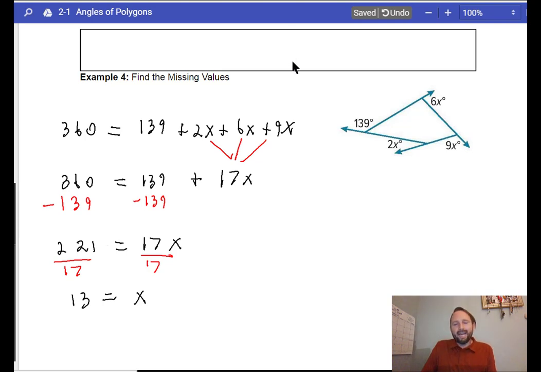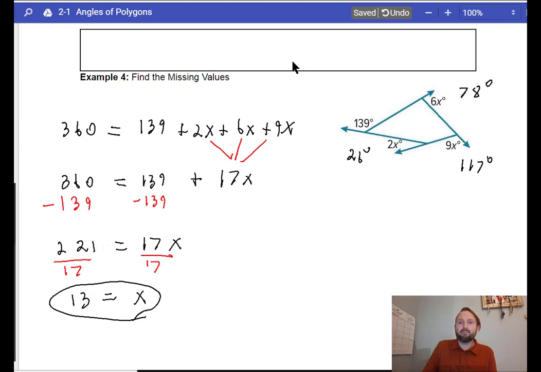Now, I could go back and figure out what each one is. So I know this is equal to 26, but I found my missing value. It's 13. But I can go back and say, all right, 10 times 13 is 130 minus 13, 117 degrees right there. And if I know this is 3 times bigger than that, that'd be 78 degrees. I didn't need to do that. That's not what it was asking. It was asking, what's the missing value? But I guess you could say these are missing values here. I'll leave it like that.